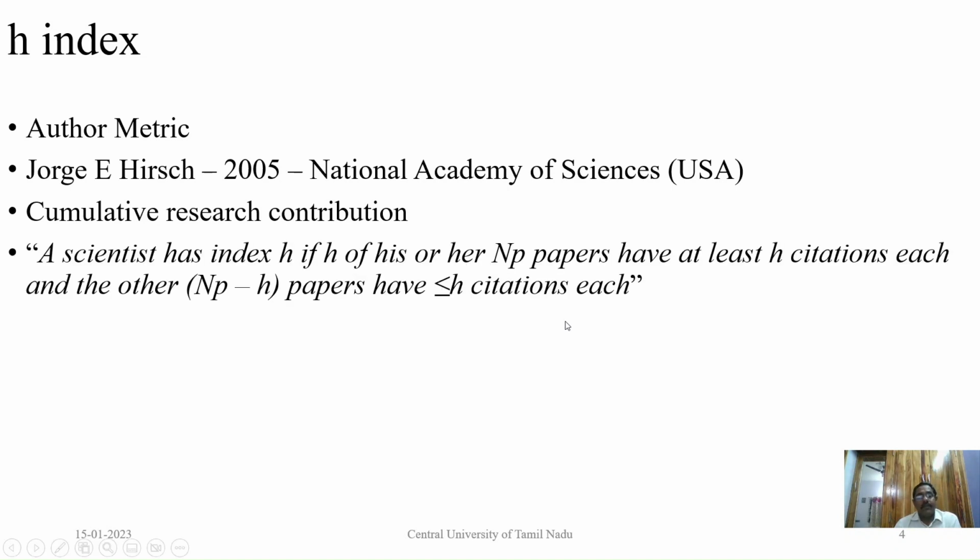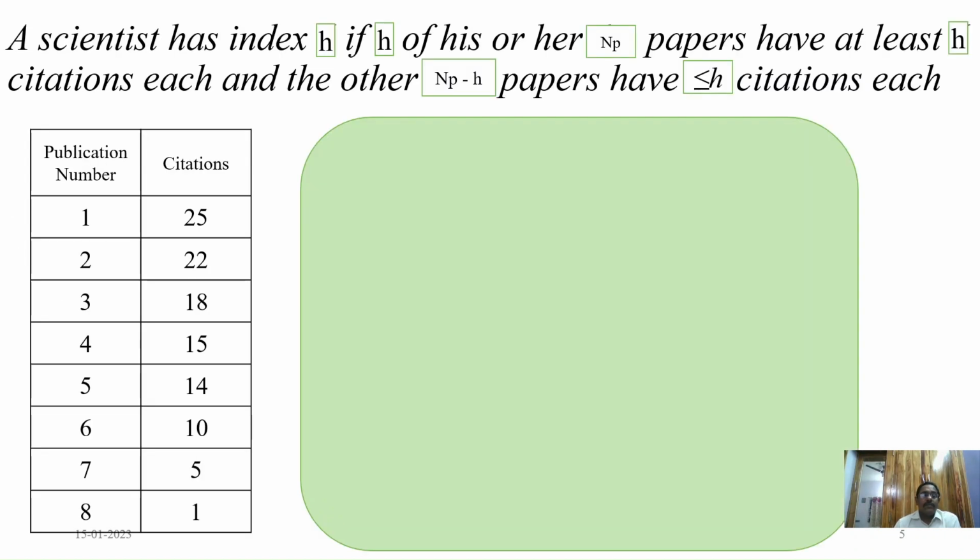The definition: a scientist has index H if H of his publications have at least H citations each, and the rest of the papers have fewer than H citations each. We'll understand this with an example here. The first two lines are the definition. Then we have a table where an imaginary author is taken, for whom there were 8 publications, and the citations are also tabulated.